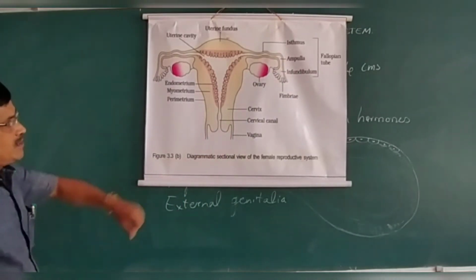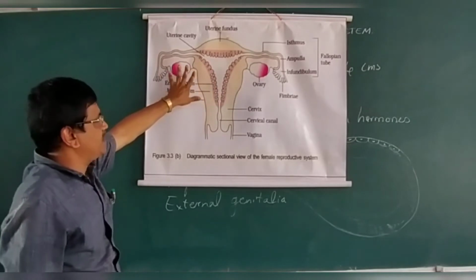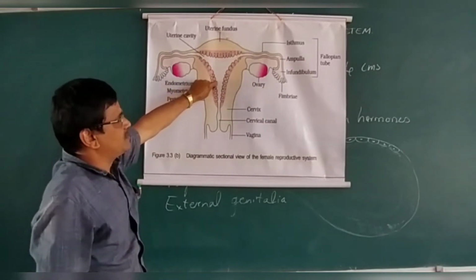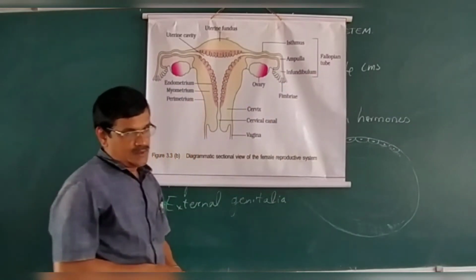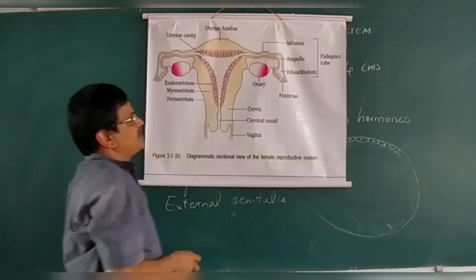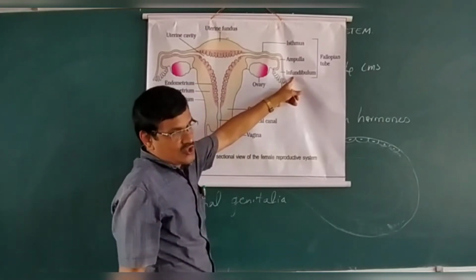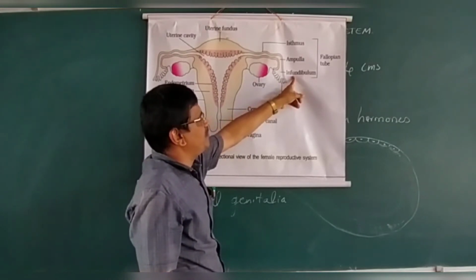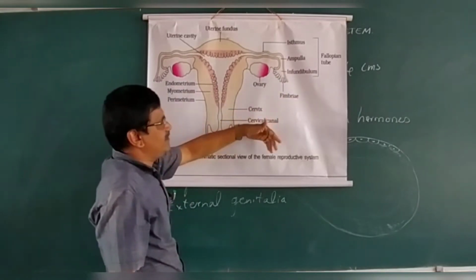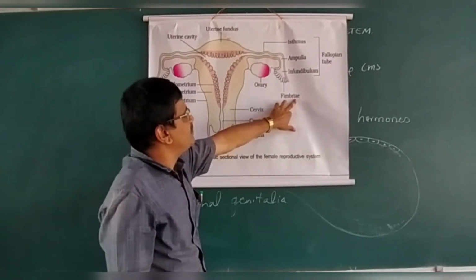tube. Next, the oviducts, they are also known as fallopian tubes. They are also paired structures which are situated on either side of the uterus, and this fallopian tube has three regions: infundibulum, ampulla, and isthmus. Infundibulum is the anterior portion of the fallopian tube, and this infundibulum has finger-like projections at its end, and these finger-like projections are known as fimbriae.